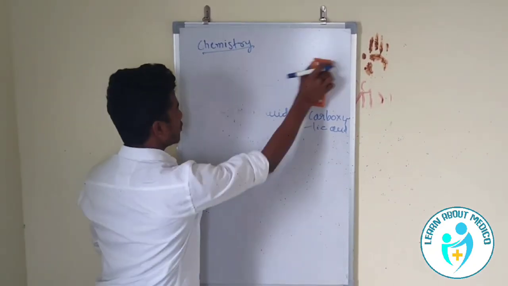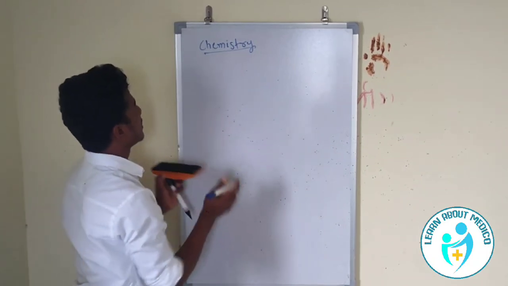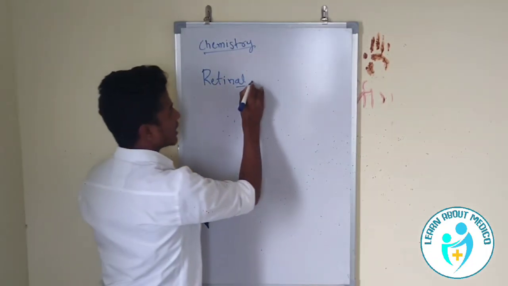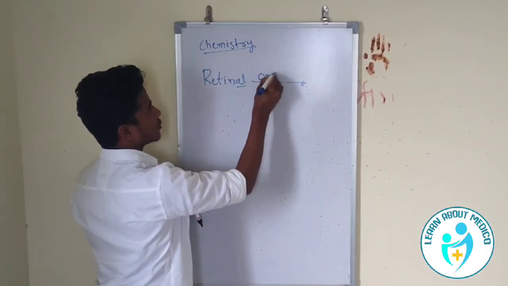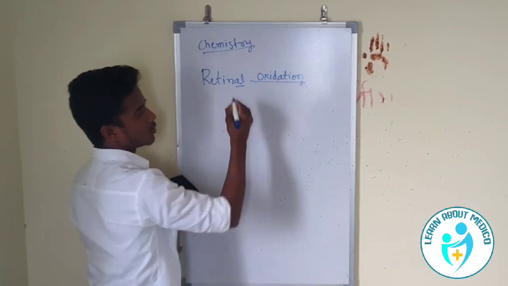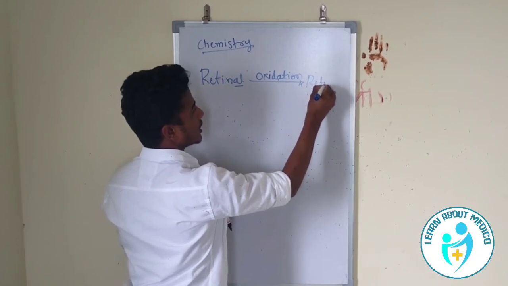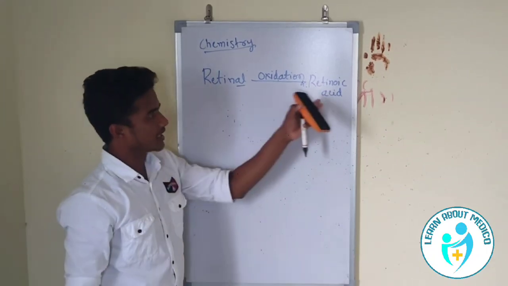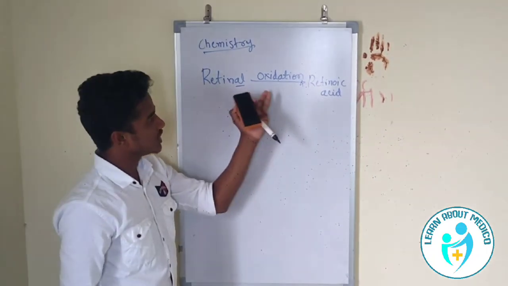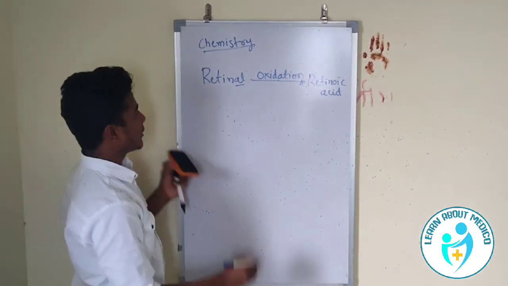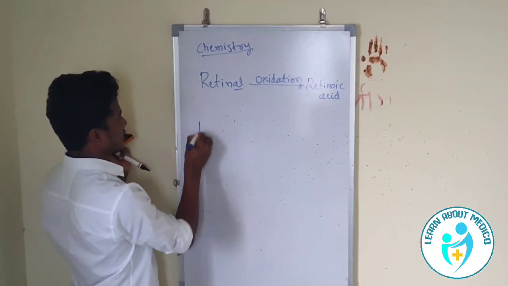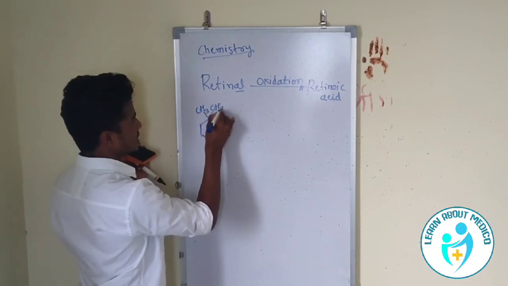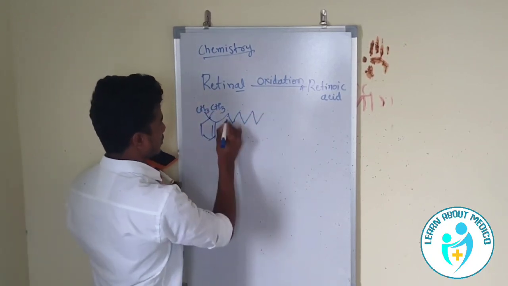If retinal undergoes oxidation, it gives retinoic acid. How do we obtain retinoic acid? When retinal undergoes oxidation, that gives retinoic acid. I will show you with the chemical structure. CH3, double bond.